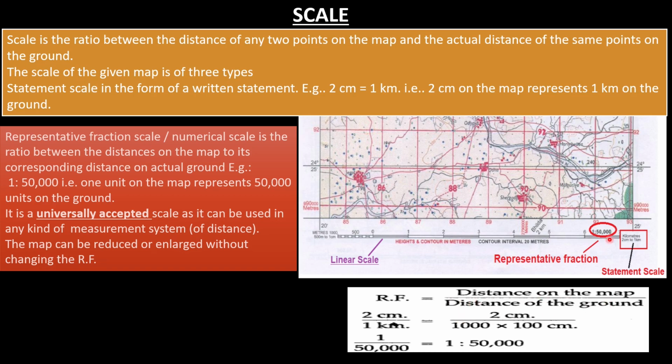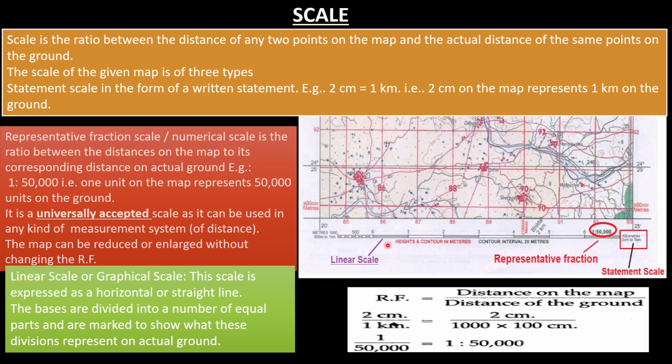Now the distance on the map as per the given map is 2 centimeters equal to 1 kilometer on the ground. That means 2 centimeters on the map divided by 1 kilometer, that means 1000 into 100 centimeters. That means if you divide these centimeters, then you get 1 is to 50,000, the representative fraction scale.